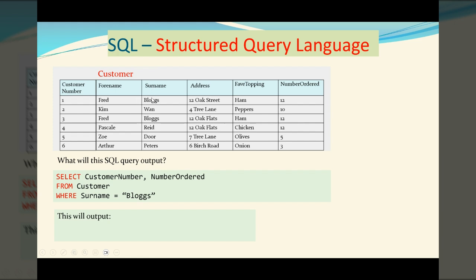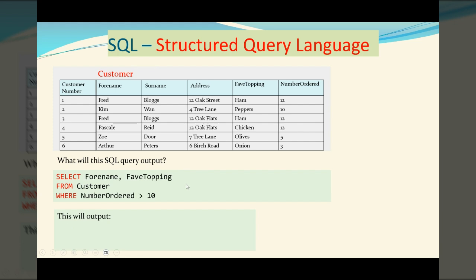So if we come down the surname field here, we can see here's a Bloggs. So we want the customer number and number ordered of this one. So that would be 1 and 12. We have another Bloggs here. So we want the customer number, which is 3, and number ordered, which is 12. So that's the only information we're going to see, because those are the only 2 Bloggs. So we've got 1, 12 and 3, 12.